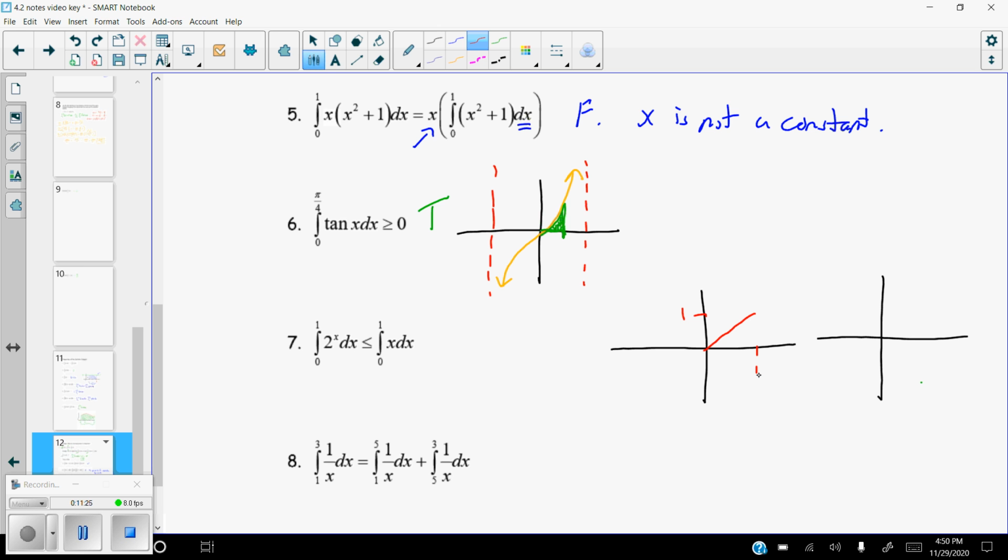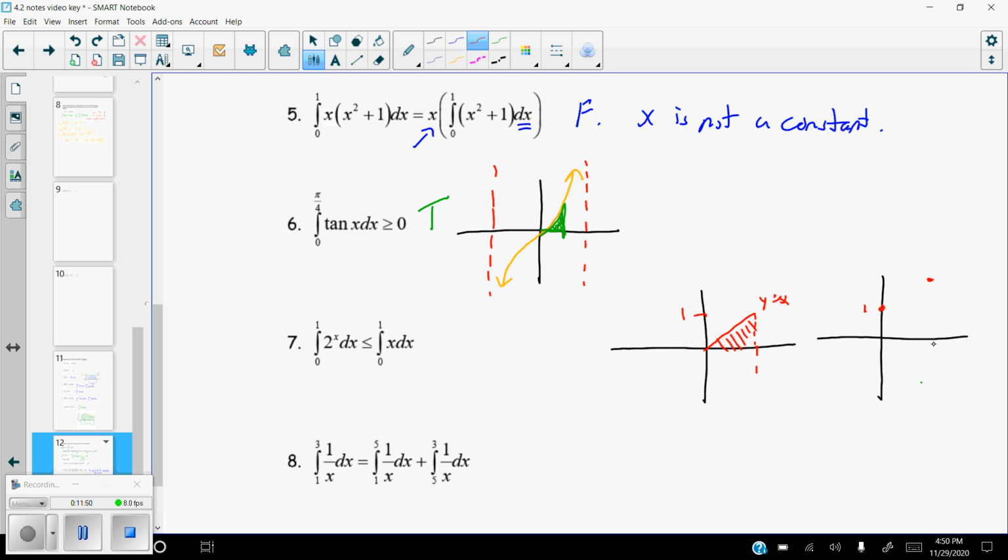And 2 to the x, we actually need to know something about that. So first of all, let's finish off our area. There's our area of y equals x. Y equals 2 to the x, so at 0, 2 to the x has a value of 1. So it starts here. And then at 1, if you plug in 1 there, you're going to get 2 to the first power, which is 2. So that's going to be up here.